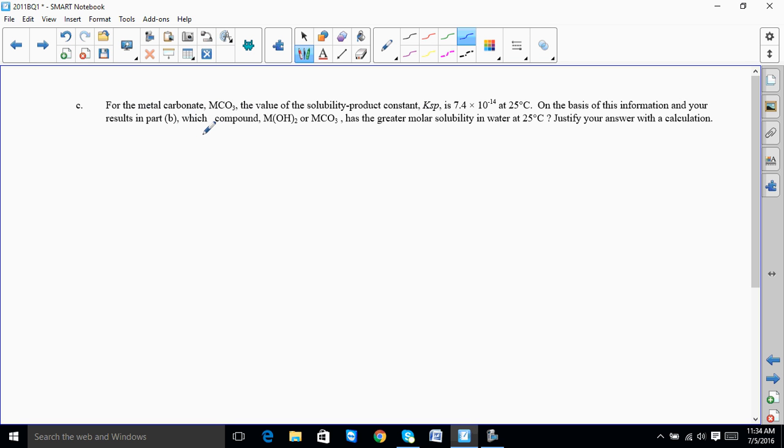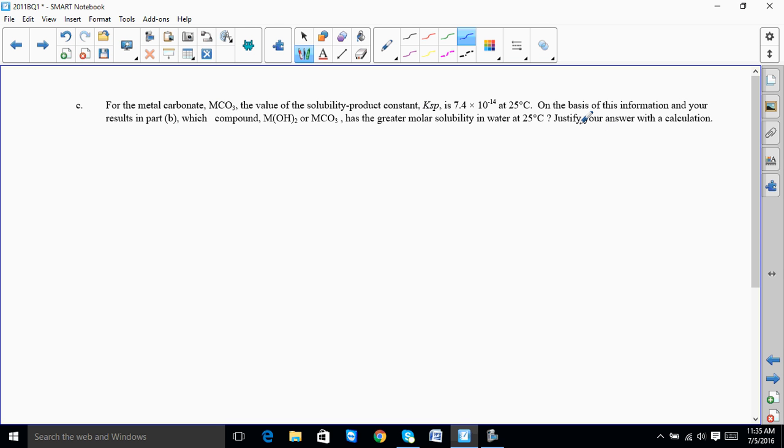For metallic carbonate, the value of the Ksp is 7.4 times 10 to the negative 14th. On the basis of this information and your results in part B, which compound, MOH2 or MCO3, has the greater molar solubility in water at 25 degrees? Justify your answer with the calculation.